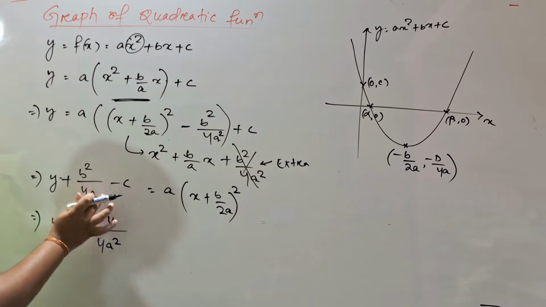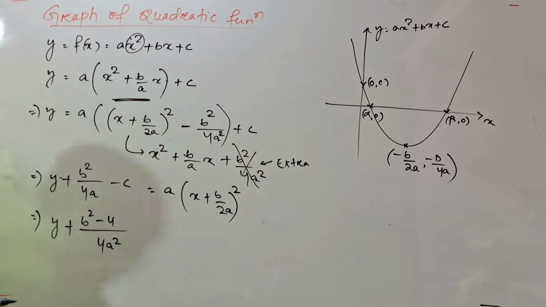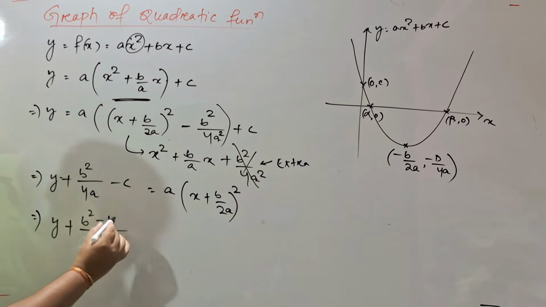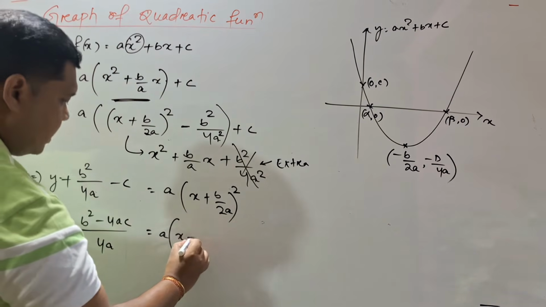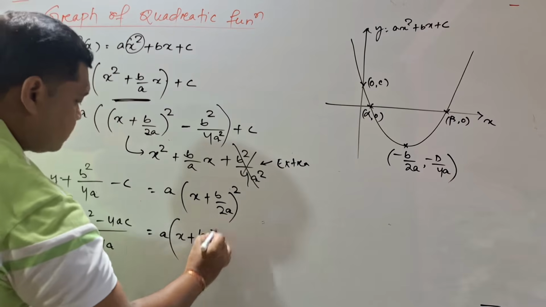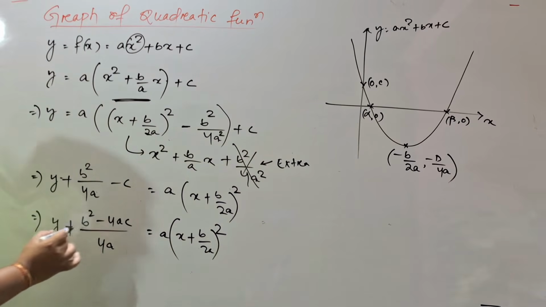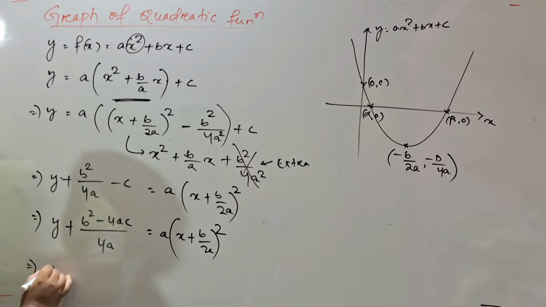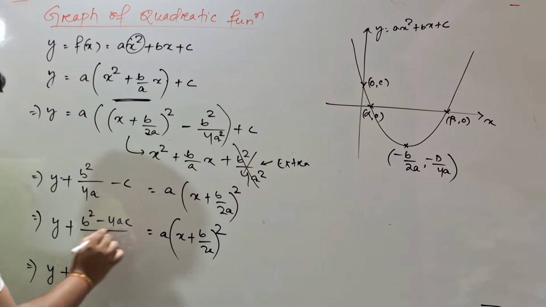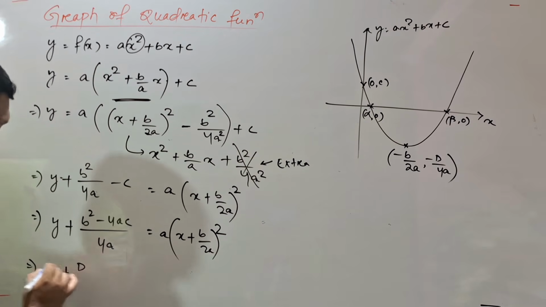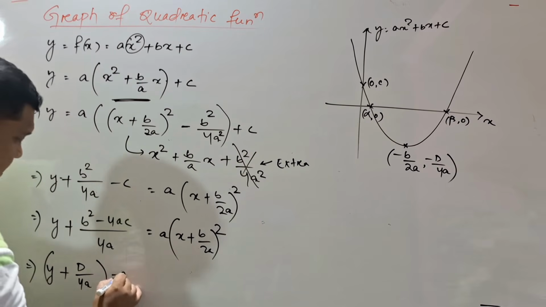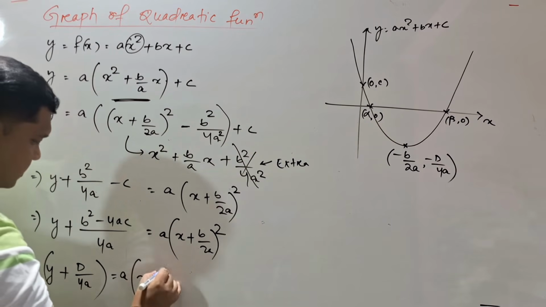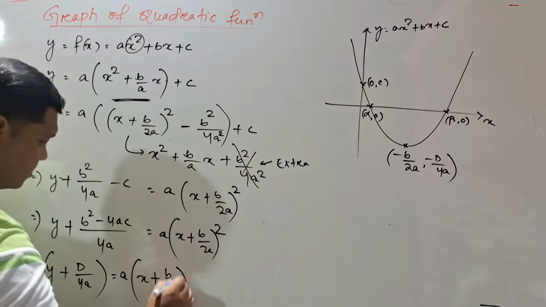A square is not present. This a gets cancelled. So this is 4ac. Then that is equal to a whole into x plus b by 2a whole square. Now this is what? b square minus 4ac. This is the discriminant. So you can write y in this way: y plus, in this place, b square minus 4ac, you can write D divided by 4a, that is equal to a whole into x plus b by 2a whole square.